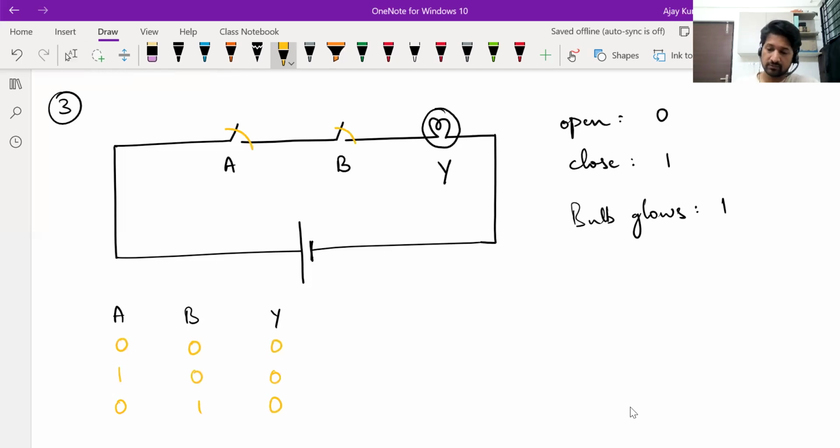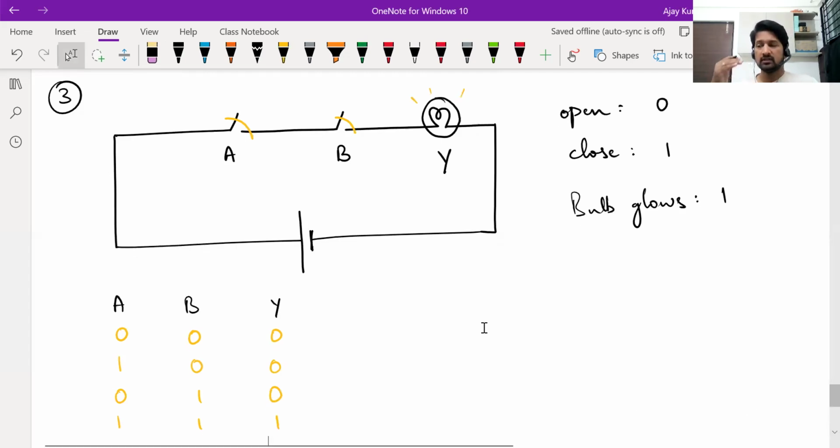But when both are ones, meaning both switches are closed, then the bulb will glow. So when A is 1 and B is 1, the output will be 1. So this circuit is similar to which gate? Look at the truth table and tell me. A0, B0 is giving output 0. A1, B0 is giving output 0. A0, B1, the output is 0. Only when both inputs are 1, the output is 1. Which gate does this?